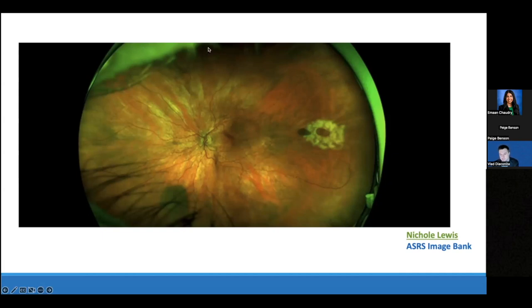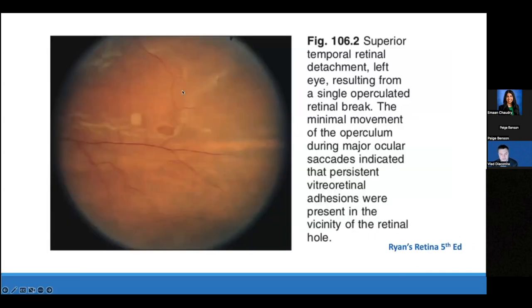The answer is probably, but not always, treat these operculated holes. Good. Here's another example, same thing, operculated hole. And they're sometimes hard to see in the clinic, but once you see your first one, if you haven't already, then it's kind of fun. Fun for work in ophthalmology. Here's a piece of retina, it used to belong inside there.